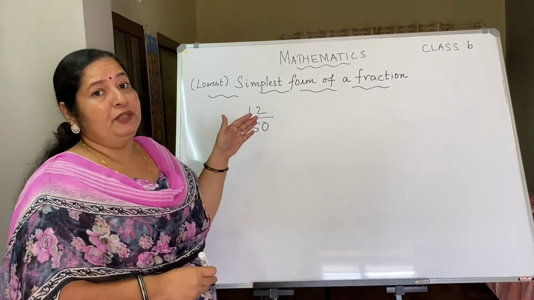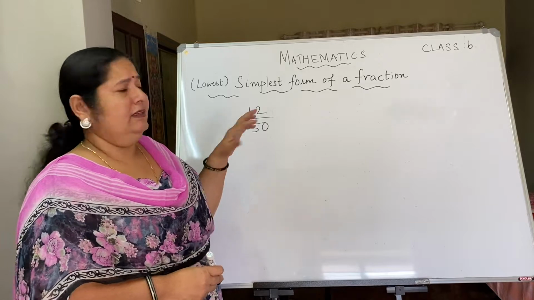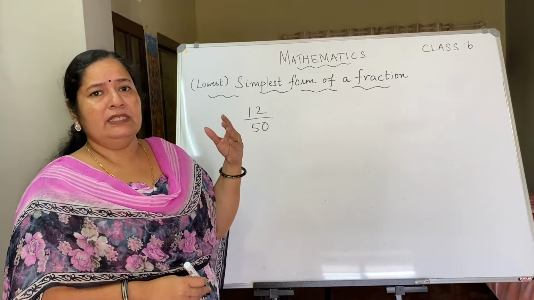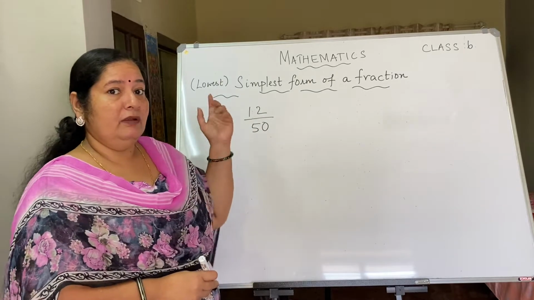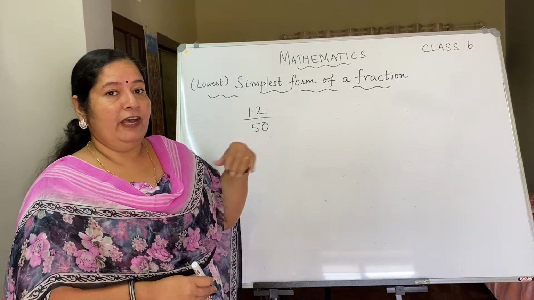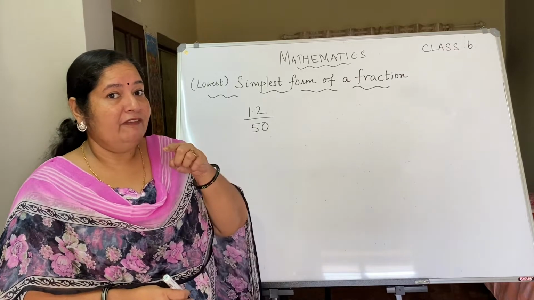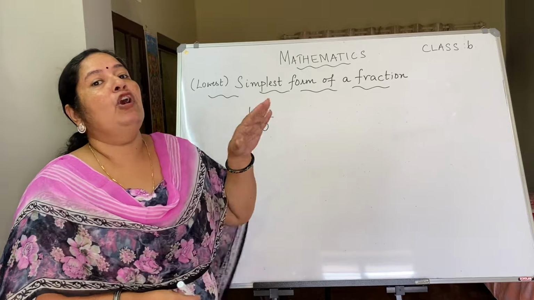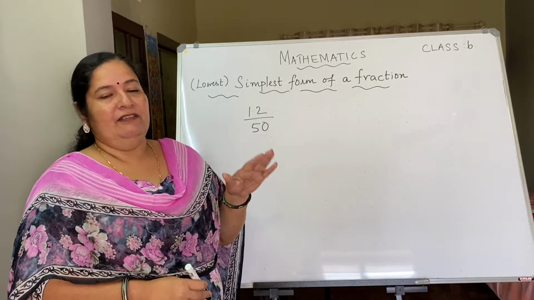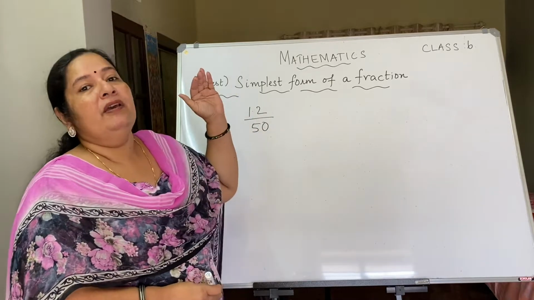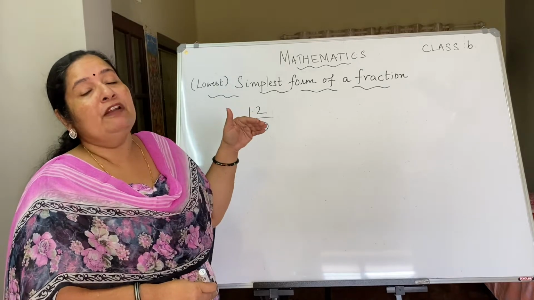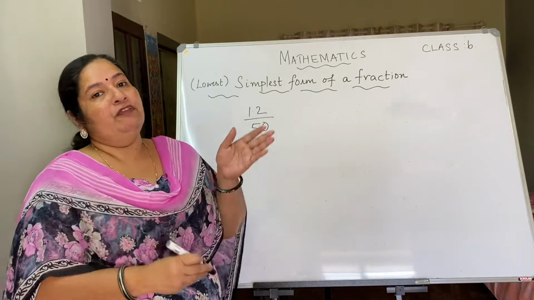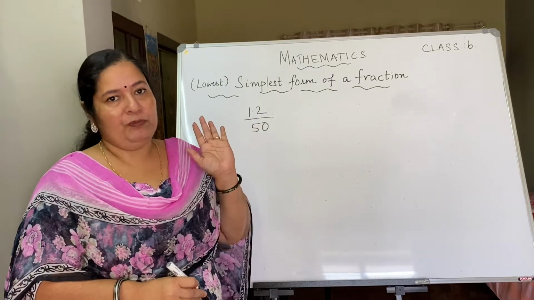Is this in the reduced form? Let us first find that. See the factors for 12: 1, 2, 3, 4, 6, 12. And factors for 50: 1, 2, 5, 10, 25, 50. So there we have 2 also. So 12 and 50 are not coprimes, which means this can be reduced to a simpler form where the final numerator and denominator of the fraction we get are coprimes.